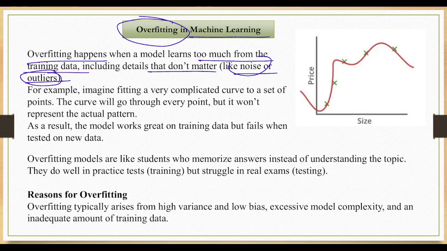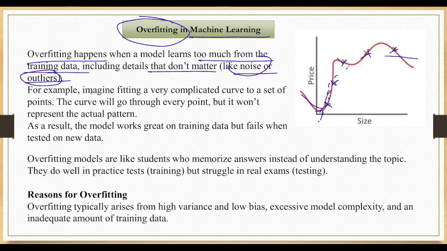If you see the picture here, we have these data points, and the model goes through each data point like this. Instead, it should be like the first case we saw, the curve type, but here it goes through each point. So this is the case of overfitting.